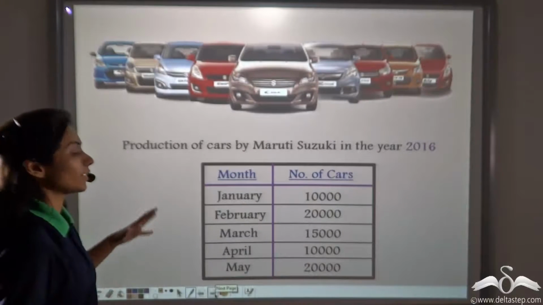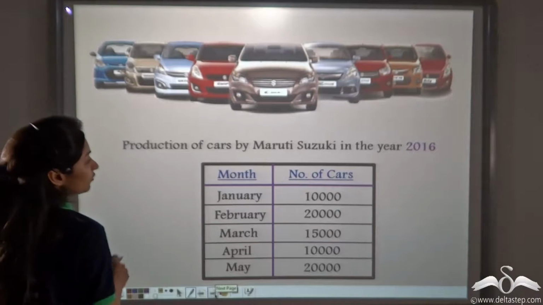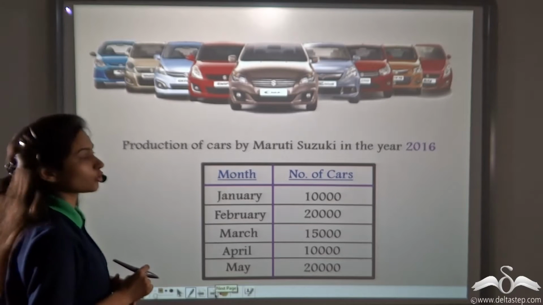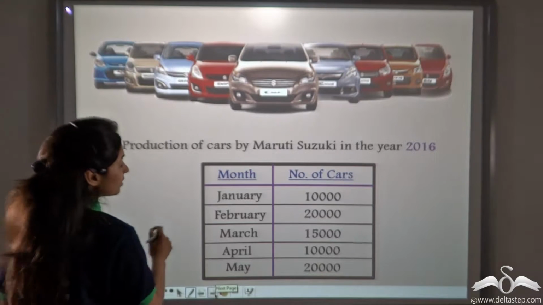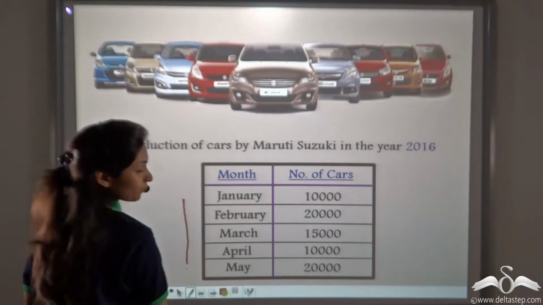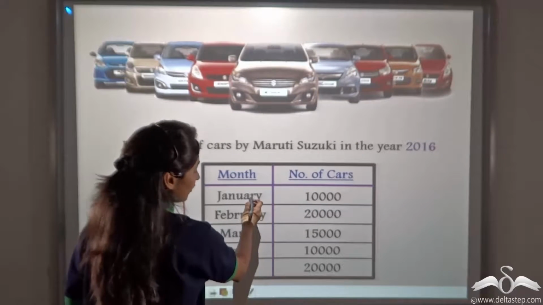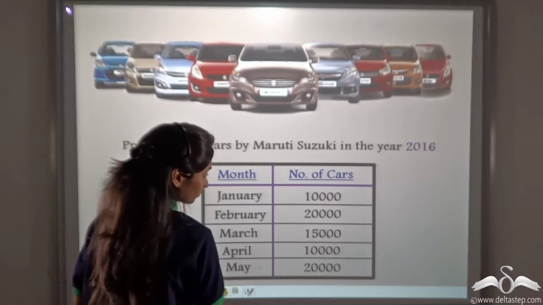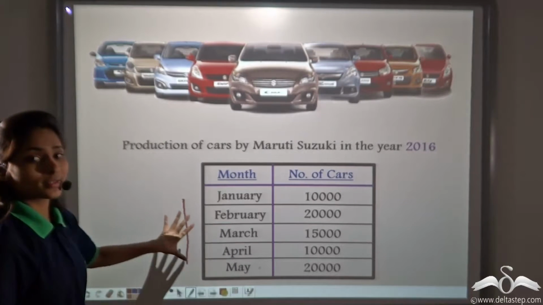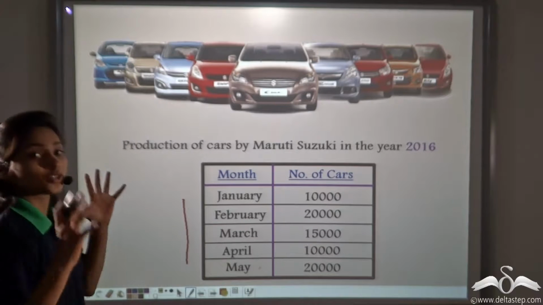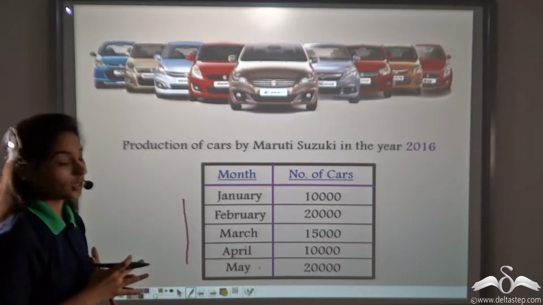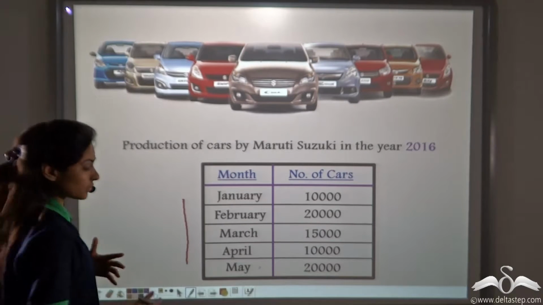Now we are having some data over here. This is the production of cars by Maruti Suzuki in the year 2016 from the months January to May. So this is the number of cars produced by Maruti Suzuki in January and so on. Now if I tell you to plot this data on a graph paper so that we can visually see how was the production in this year, can you do this?